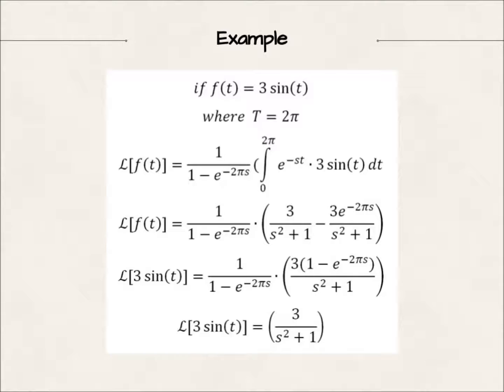Evaluating this integral via integration by parts leads us to get 3 over s squared plus 1 times 3 minus 3 e power negative 2 pi s, all over s squared plus 1. Taking 3 common in the numerator, we notice that the 1 minus e power negative 2 pi s term cancels, and we are left with the Laplace transform of 3 sine of t equals 3 over s squared plus 1, which is what we would expect if we were just taking the Laplace transform of 3 sine of t.